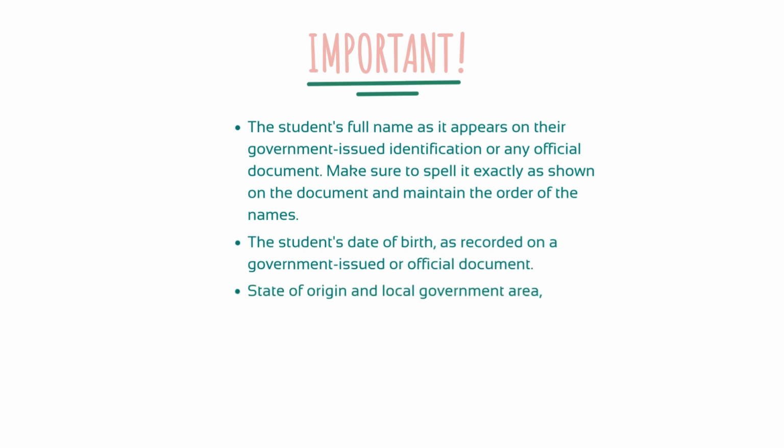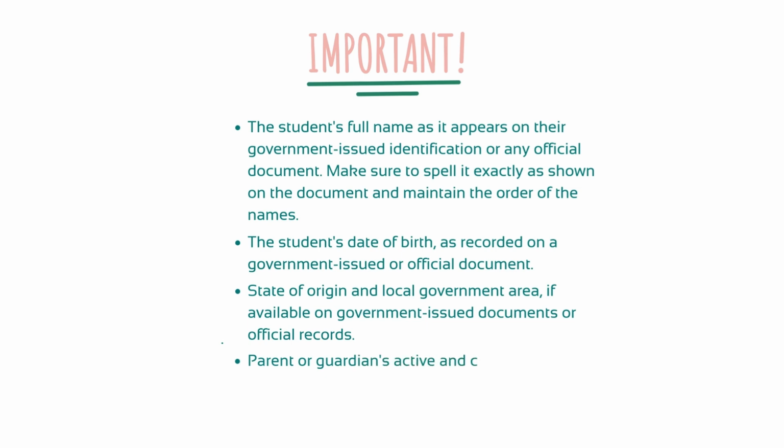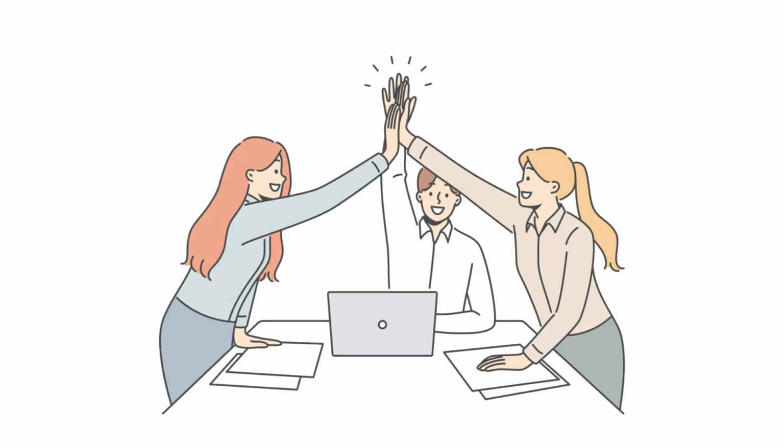State of origin and local government area, if available on government-issued documents or official records. Parent or guardian's active and current email address, phone number, and home address. Ensure you have all this information before proceeding.